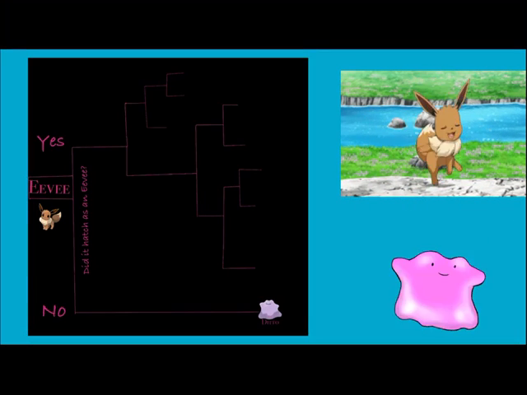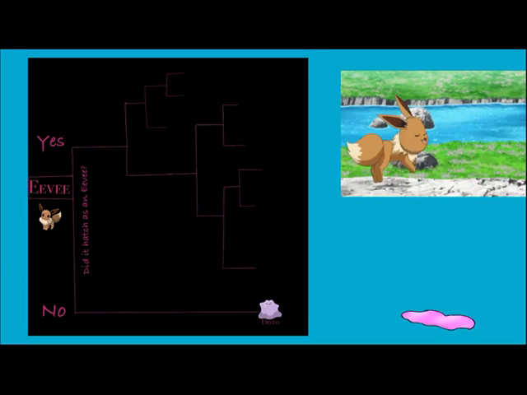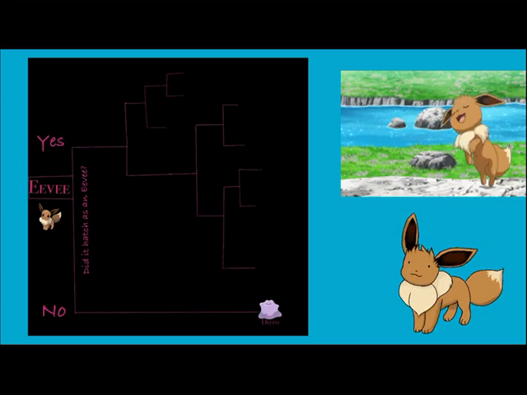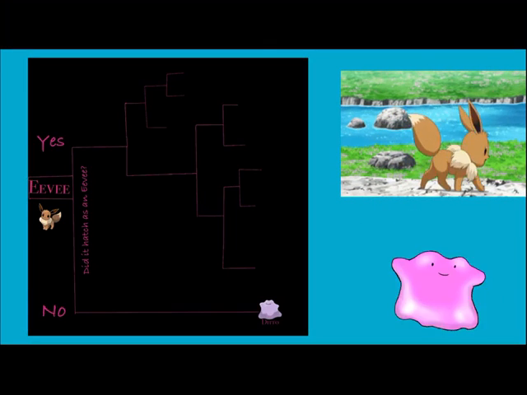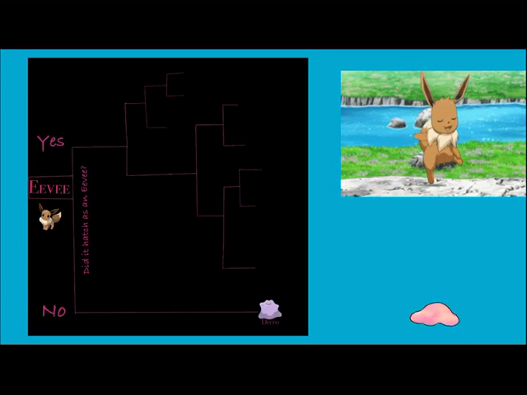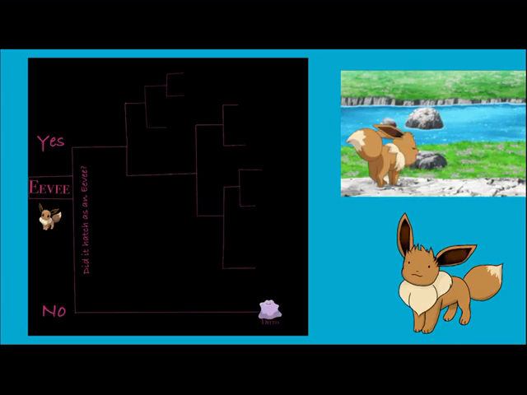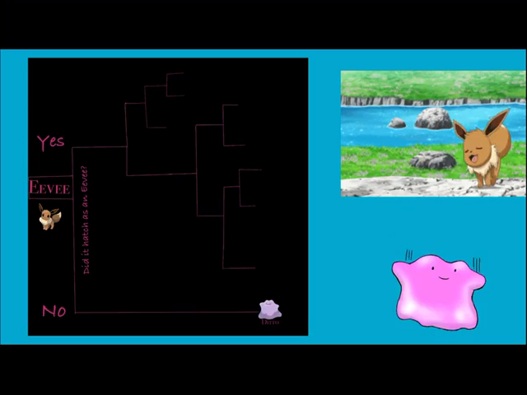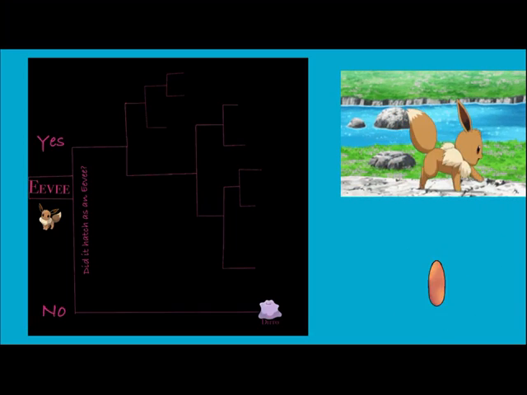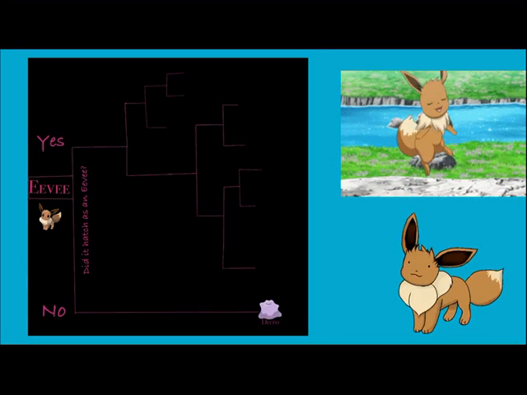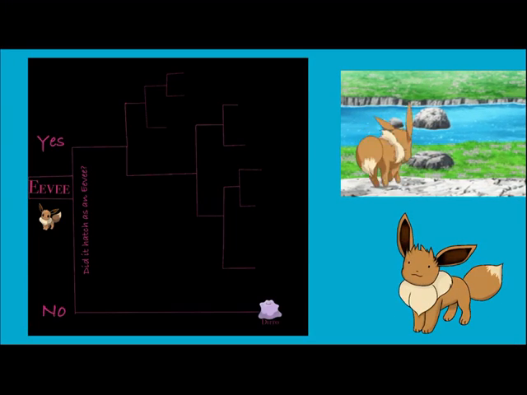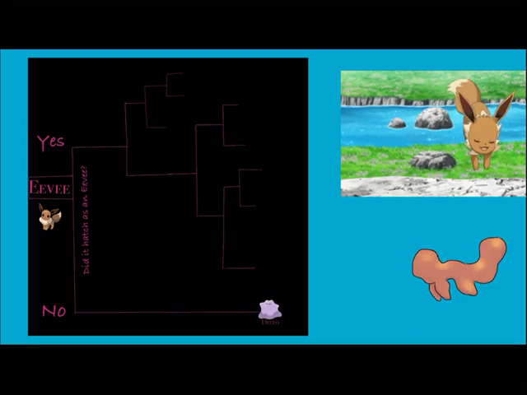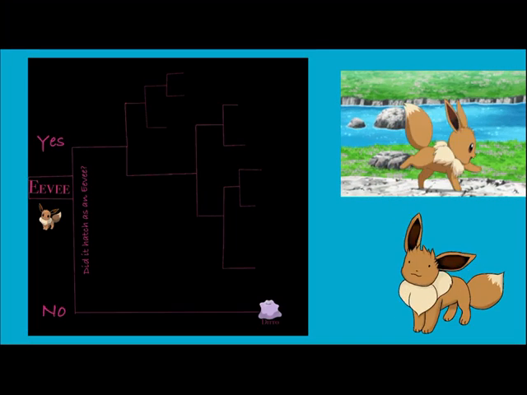An OTU is a taxonomic unit. Basically, in simpler terms, it's how you define, classify, and categorize the similarities and differences between a species to show how closely related they are. I chose Eevee for this phylogenetic tree just because she is the perfect example of anagenesis, which is the evolution of itself, because all of her evolutions are evolutions of Eevee.